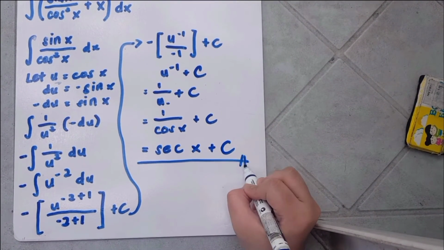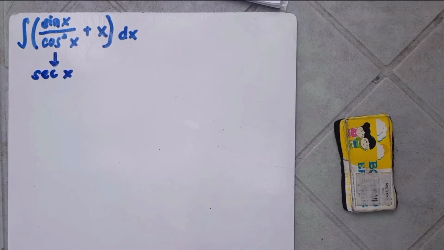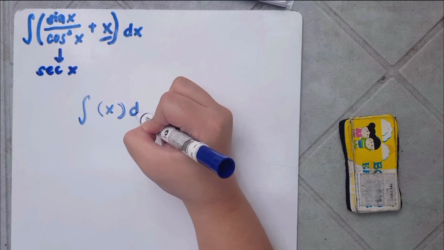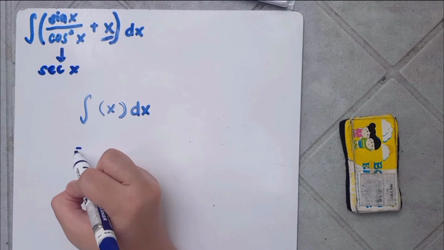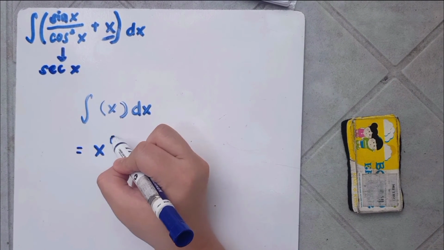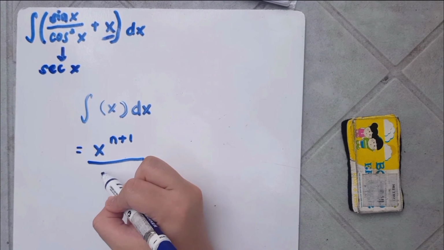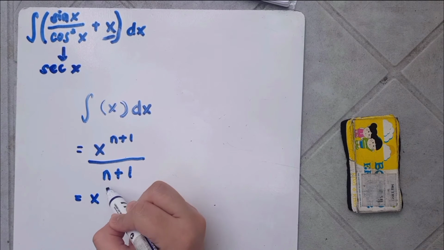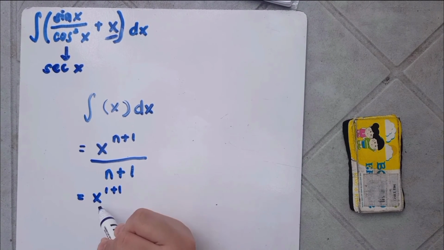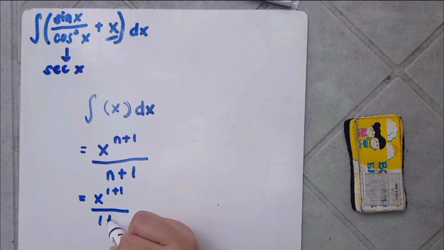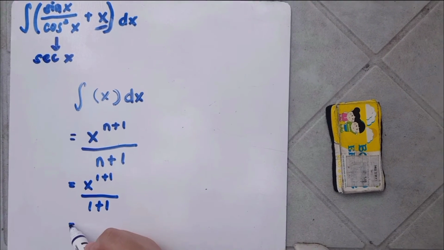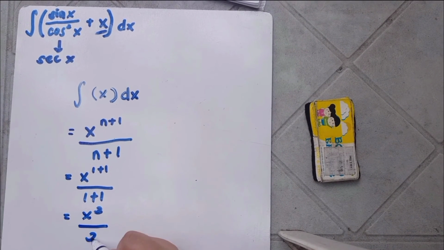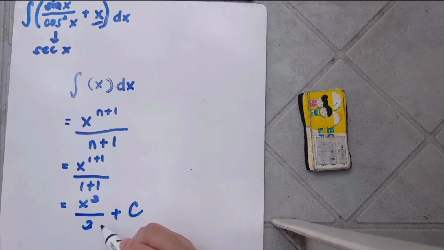We are done with the first part, and now we are going to solve for the last part, which is x. We are going to apply the power rule, x to the n plus 1 over n plus 1, which will now become x to the 1 plus 1 over 1 plus 1. And the answer is x squared over 2 plus c.